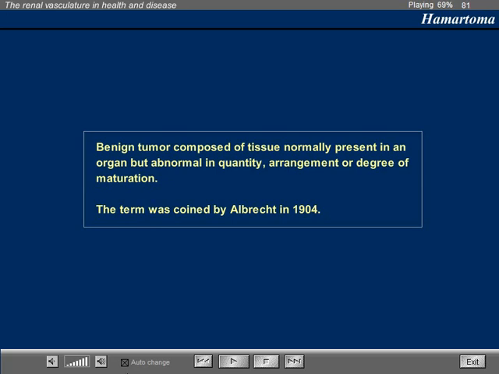And this term was coined by Albrecht in 1904. The most common hamartomas of the human body are the nevi, and in the kidney, the most common hamartoma is the angiomyolipoma.